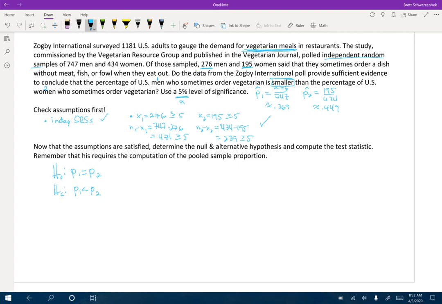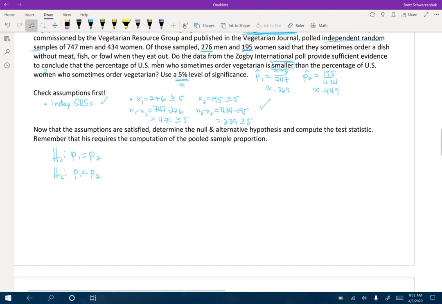All right, so what does that look like to us? Well, just like when we did the difference of means, we couldn't actually find the z-test statistic until we actually found the pooled value that is represented in it. So what do we need to do first? We need to find the pooled sample proportion. What is that the same as? That is x1 plus x2 over n1 plus n2.